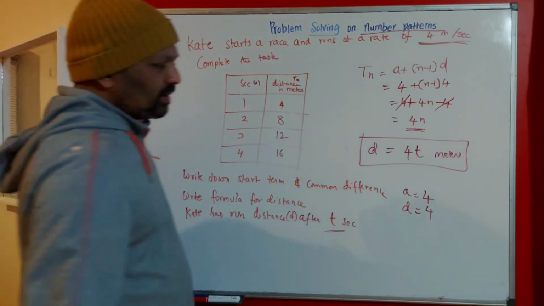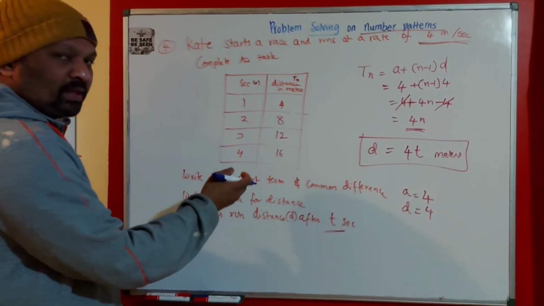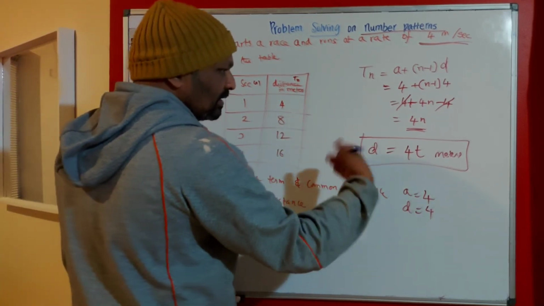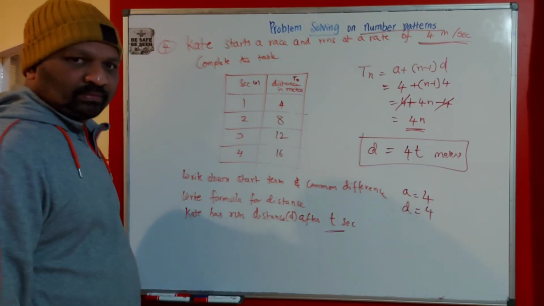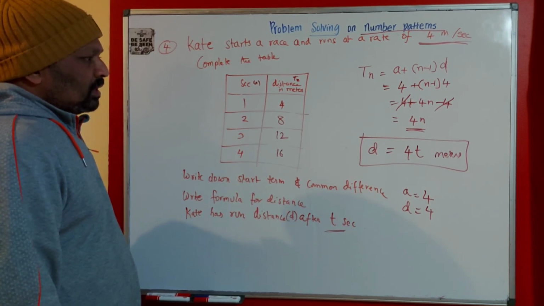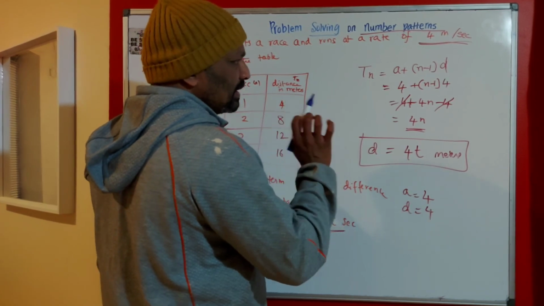This is also the formula. Here, the general formula for n seconds is 4n. The formula here after T seconds is 4T. Okay, so arithmetic progression is quite simple.